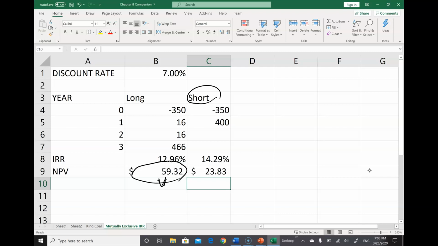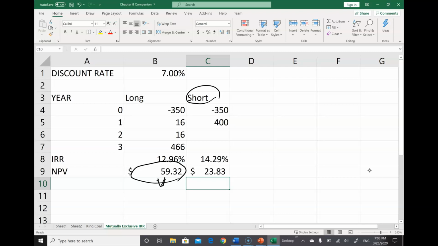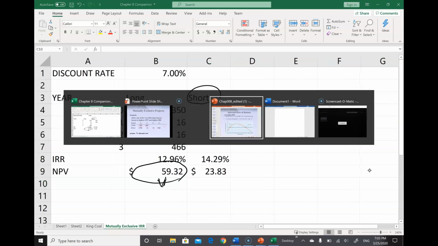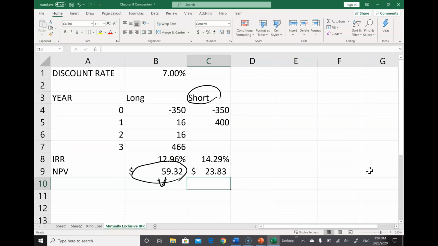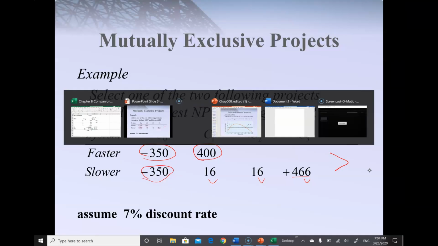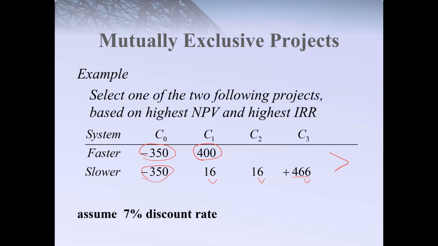Now, you may ask why they do not agree, right? Why is there a discrepancy between the internal rate of return and the net present value? To understand the reason why, we actually have to go back to the PowerPoint. Okay.